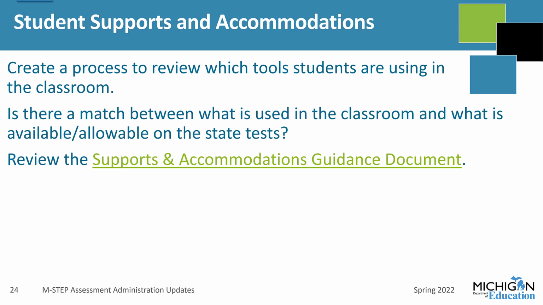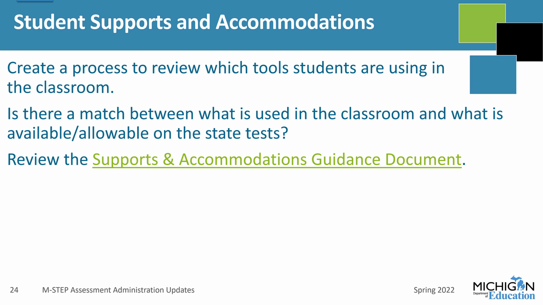It's important that you take time before testing to create a process that you will use to review which tools students are using in the classroom as a first step in thinking about supports and accommodations on the test. Then, you should work with your team to determine if there is a match between what is used in the classroom and what is available on the M-Step. Do not review the list of available designated supports and accommodations and then try to fit them to the student or students. Start with what happens in the classroom, then find what matches in the supports and accommodations guidance.